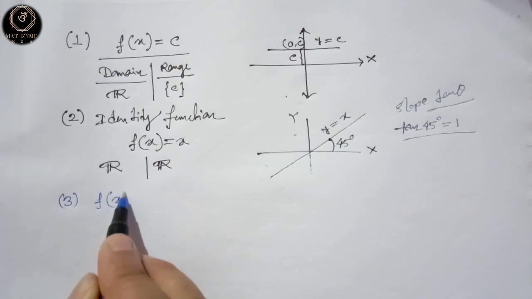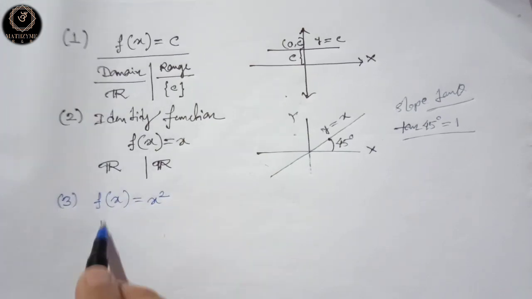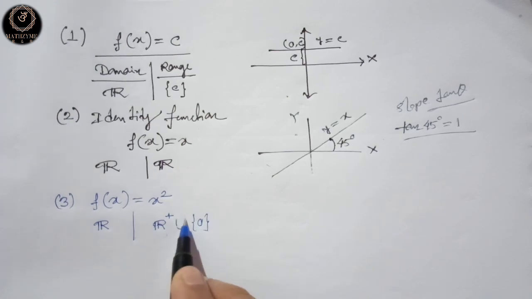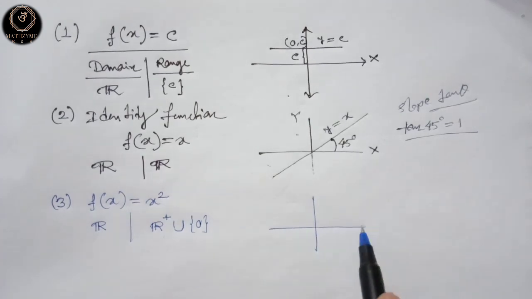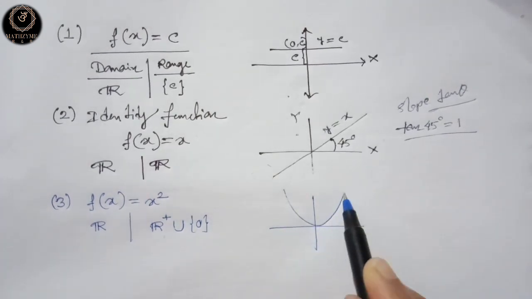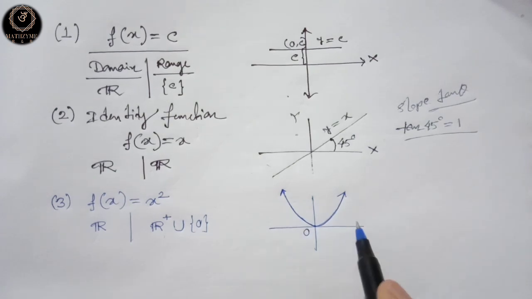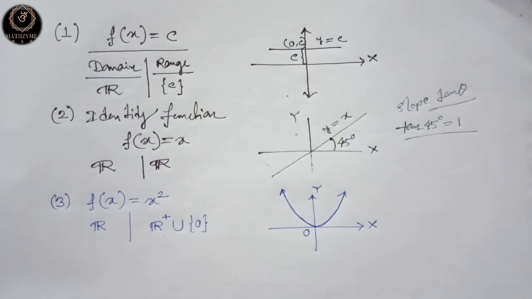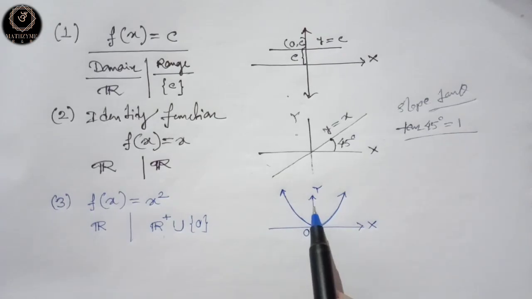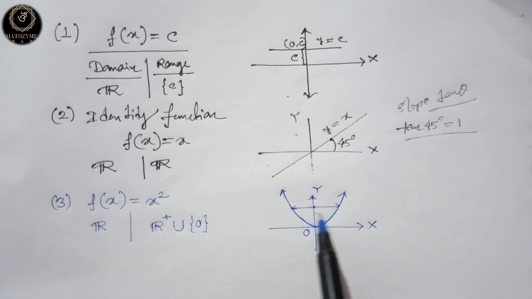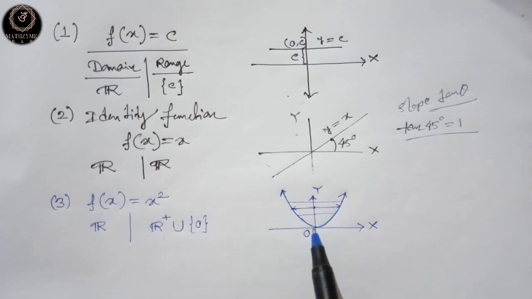Now our third function is f(x) = x square. Here the domain is all real numbers and the range is R plus together with the singleton 0, that is R plus union {0}. Here the graph is like a parabola, exactly this type. Here the point 0 is included, and a perfect parabola. This is the x-axis and y-axis. Here the curve is a parabola passing through the origin, obviously, and is symmetric about the y-axis. Symmetric means the distance from the y-axis to this point and to the point on the other side are the same. This is x1, this is x1, this is x2, here is x2. So the graph is symmetric about the y-axis.